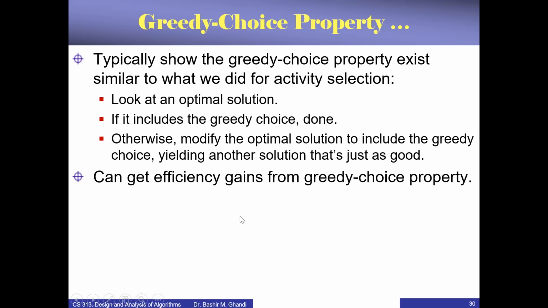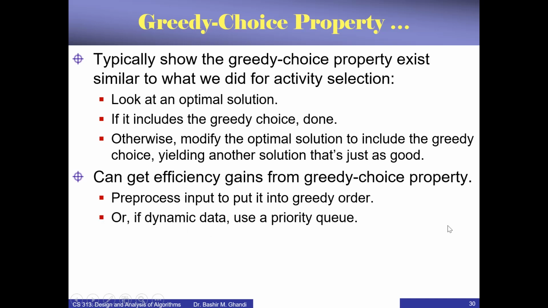We can get efficiency gains from the greedy choice property. Pre-process the input to put it into greedy order. As we said in the activity selection, we sort the activities based on the finishing time. So typically you can gain efficiency in making your greedy choice if you do some pre-processing. If you don't, you may have to do extra effort in the algorithm itself.